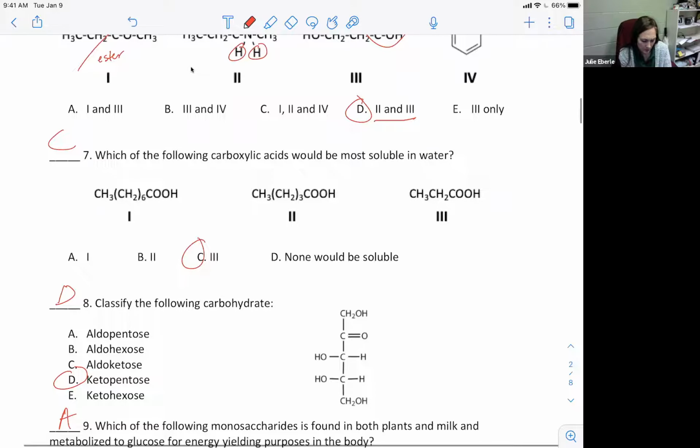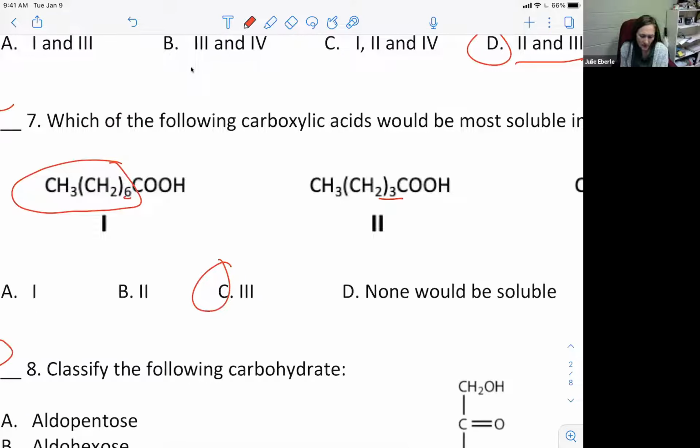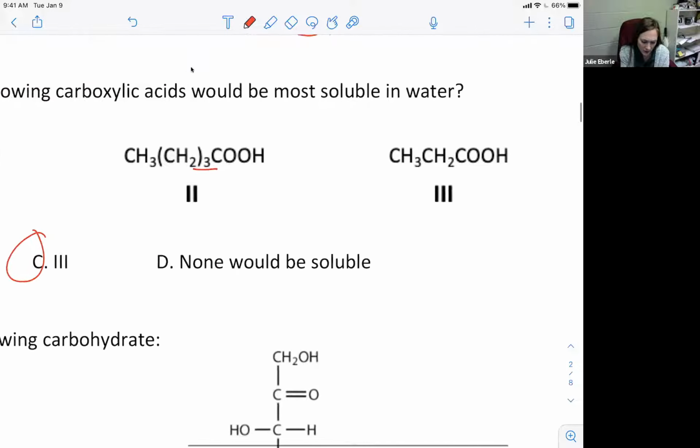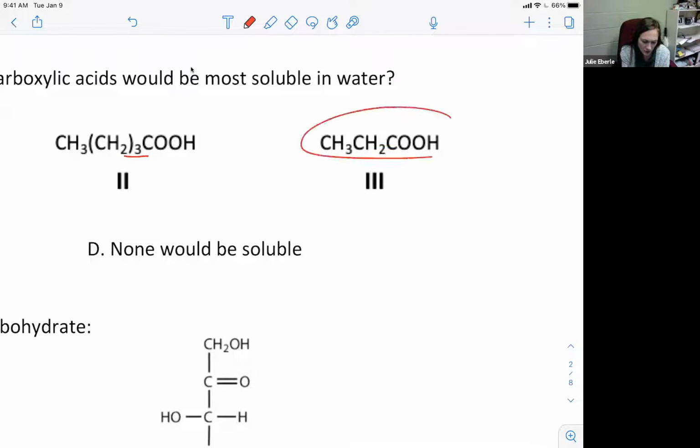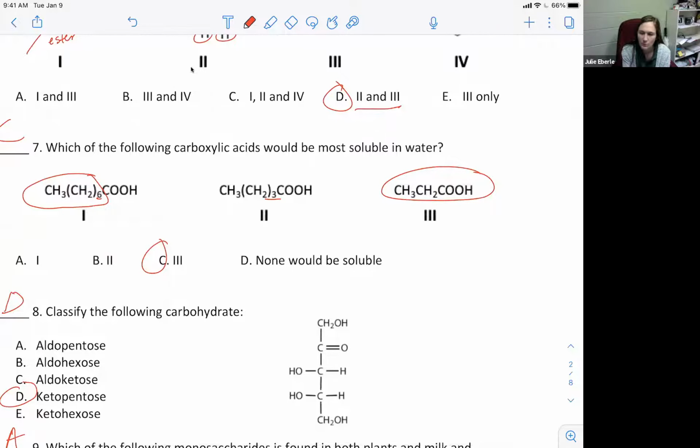All right, which of the following carboxylic acids would be most soluble in water? So this one has the longest hydrocarbon portion. There are 6 CH2 groups, so that's a long hydrocarbon tail on that carboxylic acid. This one only has 3 CH2 groups and that terminal CH3 group. This one only has a CH3 and a CH2 group. So this is the smallest one. This one's the most hydrophilic. This one's the most polar. So the correct answer here was just C, that number 3 would be the most soluble in water because the hydrocarbon portion of the molecule is the smallest there.